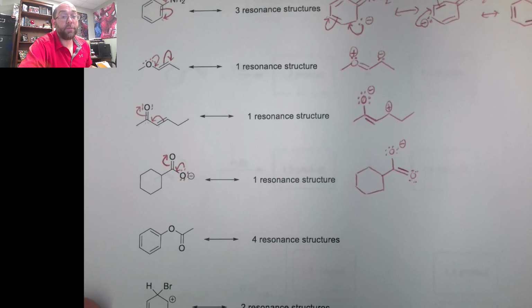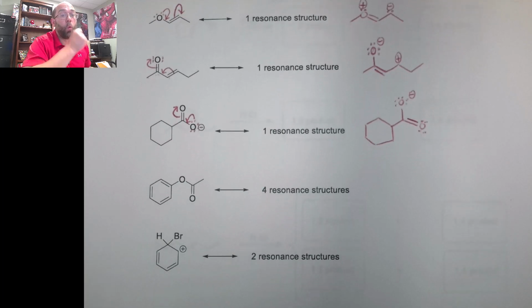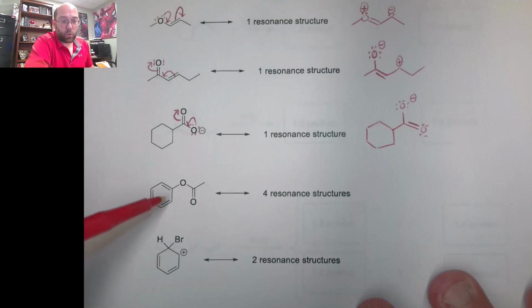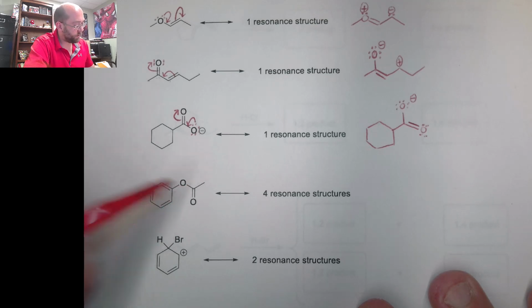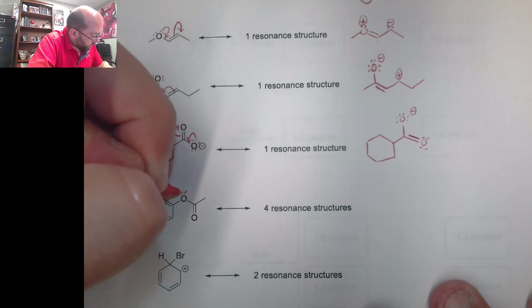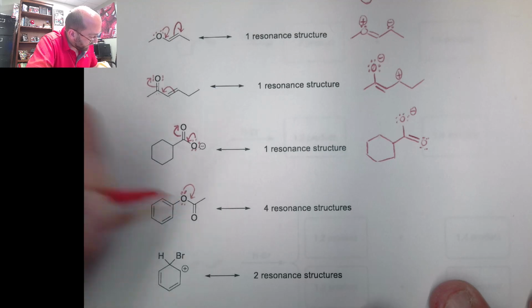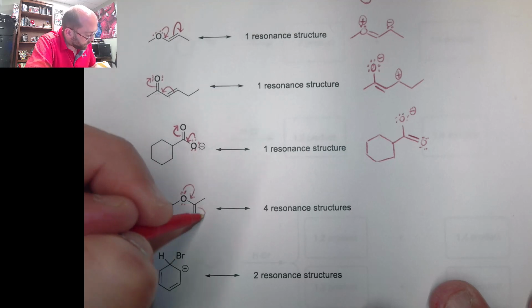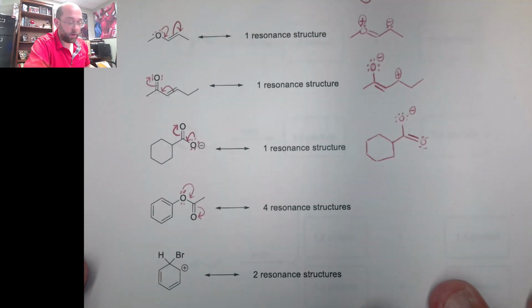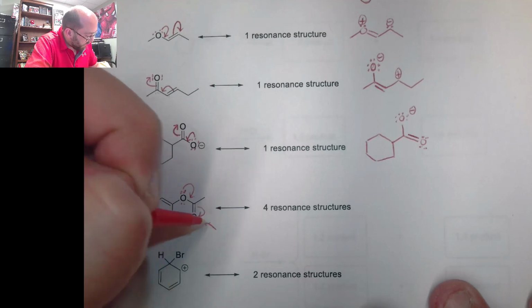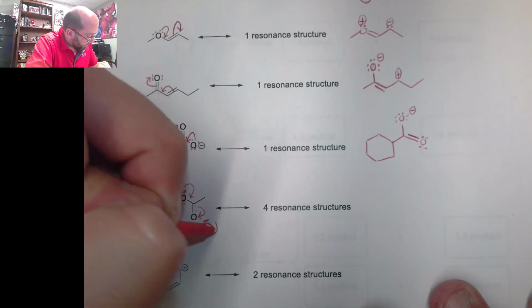Next up, 4 resonance structures on this one. What a beast. All right, so here's the deal. This is actually going to go in 2 separate directions. So you have one set of resonance structures where one of the 2 lone pairs on this oxygen can move this way, right, to then push up the pi bond there, right? So there's that. This would be one of the 4.